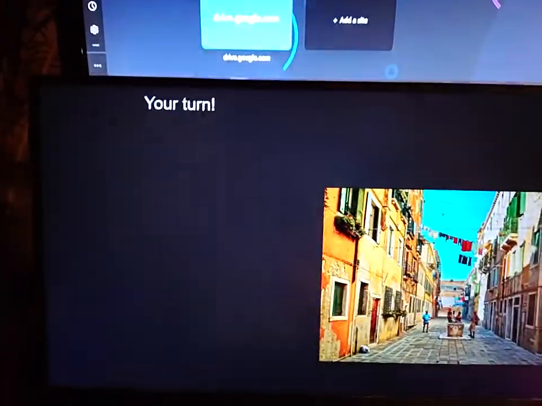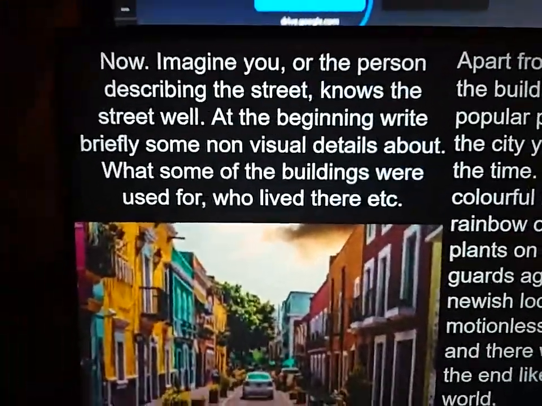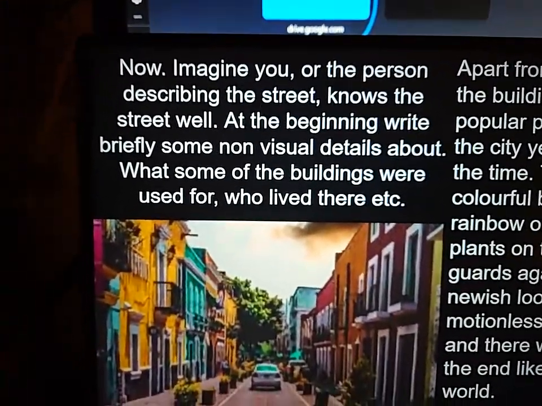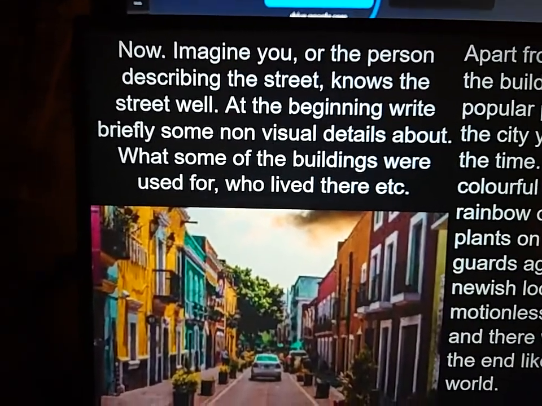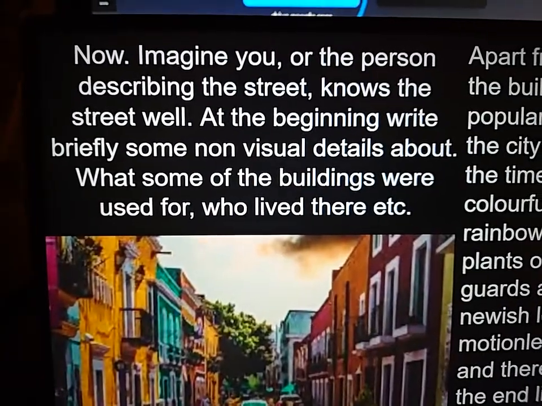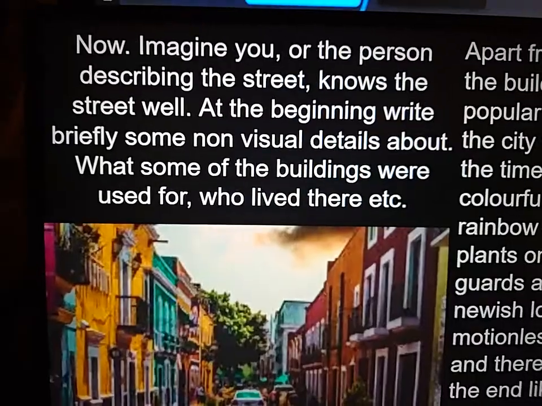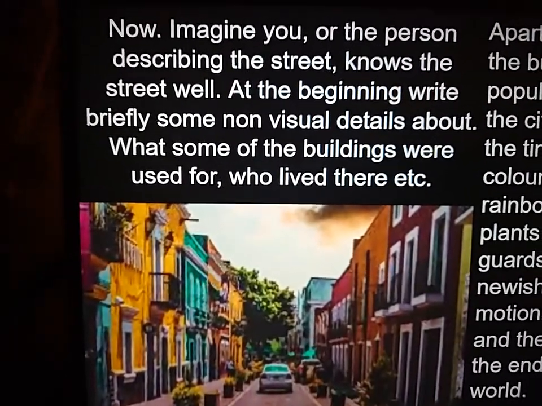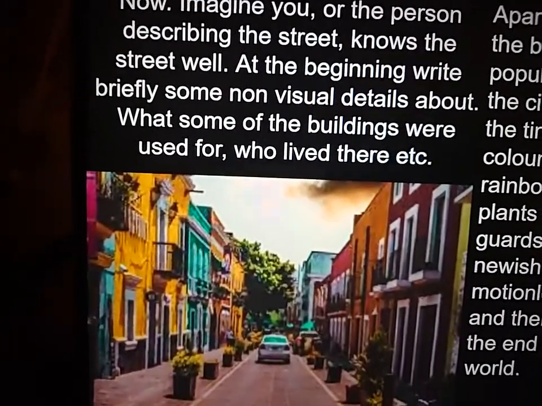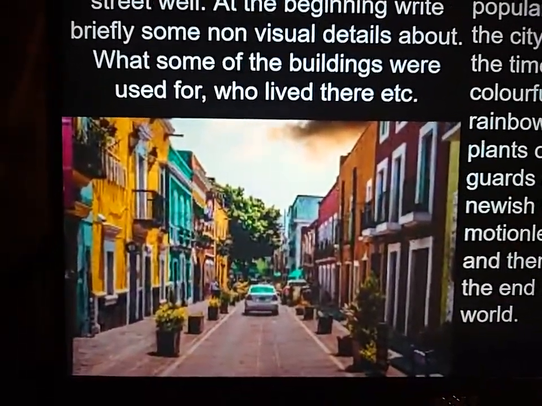Okay. Next. Now imagine you or the person describing the street knows the street well. So it's a street that they're very familiar with. At the beginning, that means write it before what you've already written. Write briefly some non-visual details about it. What some of the buildings were, what they were used for, who lived there and stuff like that. So don't go into any details, just brief non-visual, so describing the street but not telling me what it looks like.